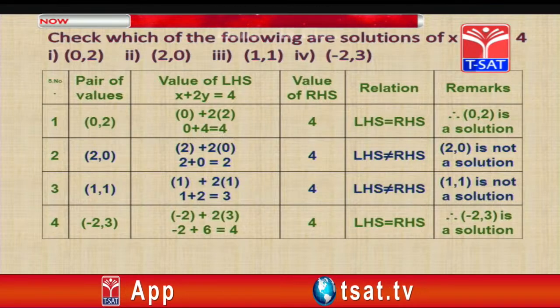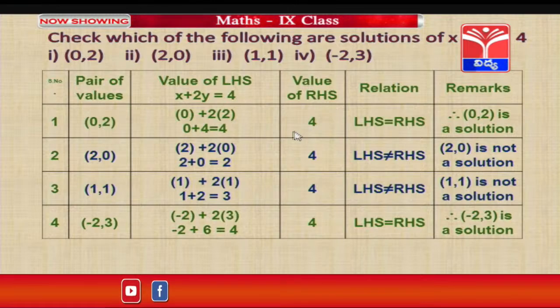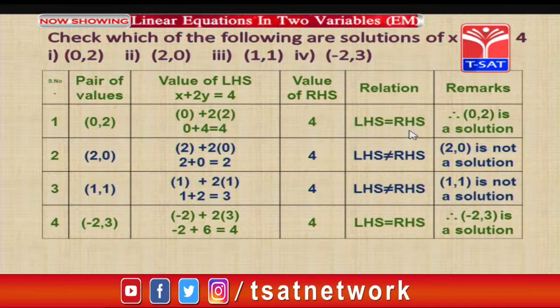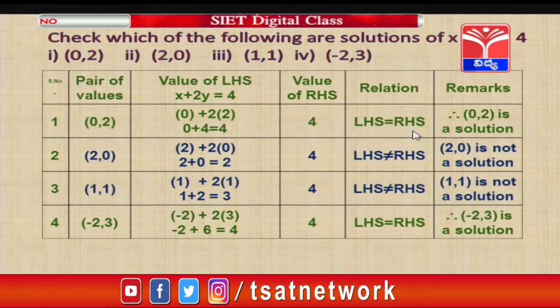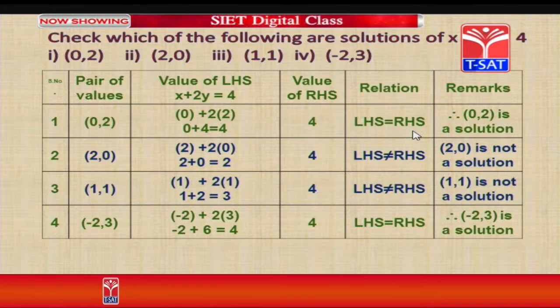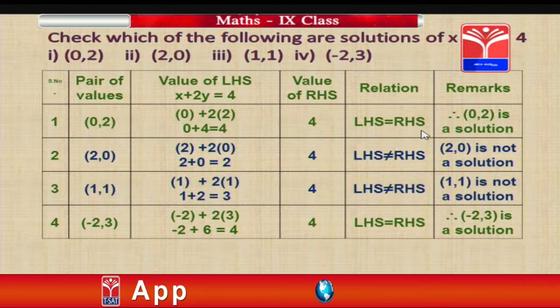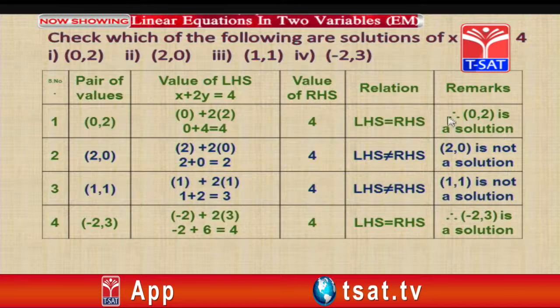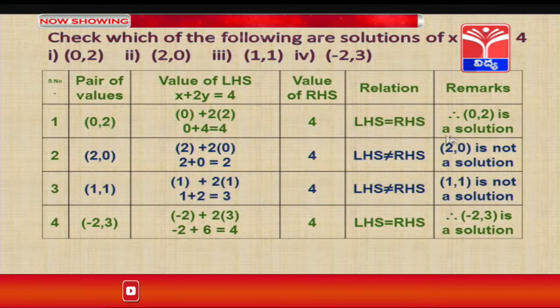On the left side and right side you have 4, both are equal or not? That means left hand side is equal to right hand side. So, when left hand side is equal to right hand side, it is satisfying. If it is satisfying, you can say (0, 2) is the solution of the given equation.